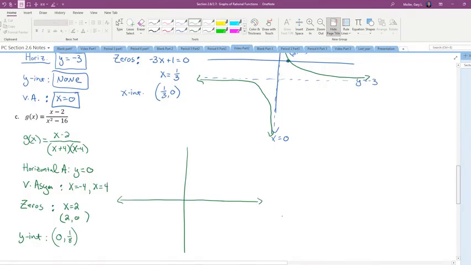Okay. Horizontal asymptote at 0. Vertical at 4 and -4. A zero at (2, 0), and a y-intercept of 1/8. So I've got (2, 0) and (0, 1/8).